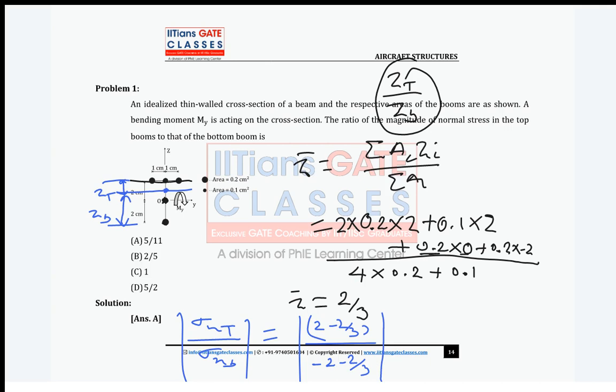Is it clear? See, any value below the centroid, is it positive or negative? It's a minus 2 by 3, right? Because from O the position is 2 by 3. So it is minus 2 minus 2 by 3. So what is the answer? Minus 1 by 2 is the answer. 5 by 11 is the answer.